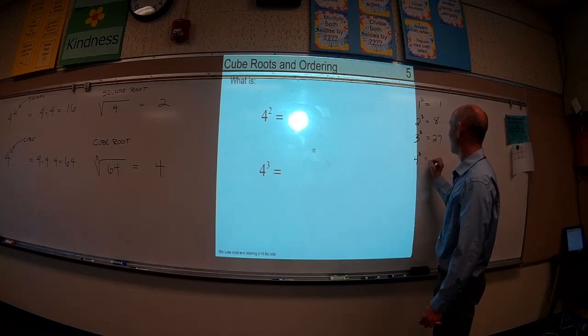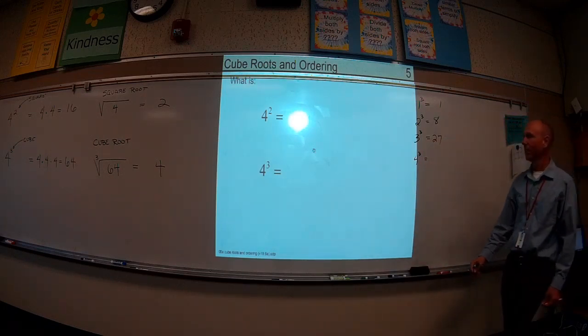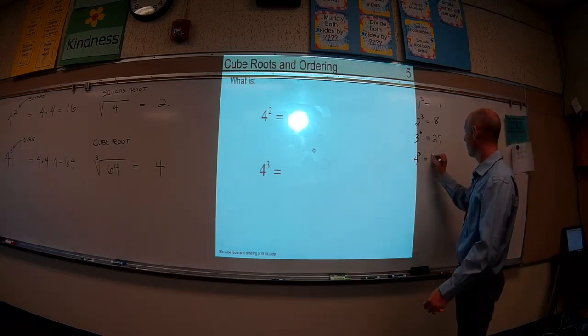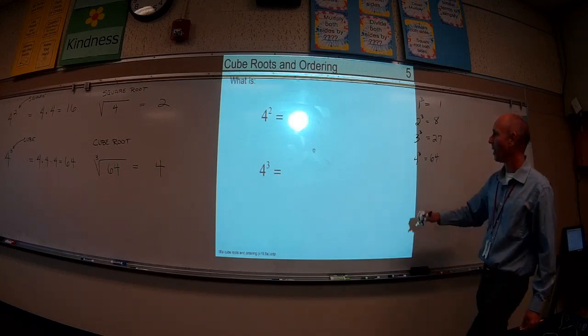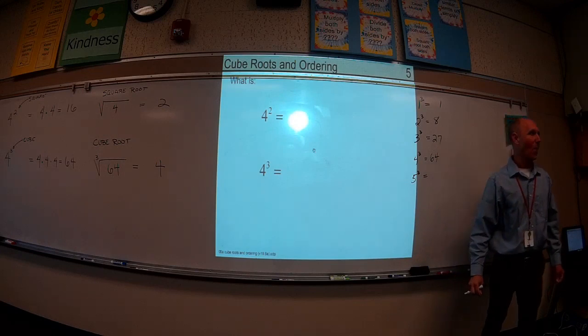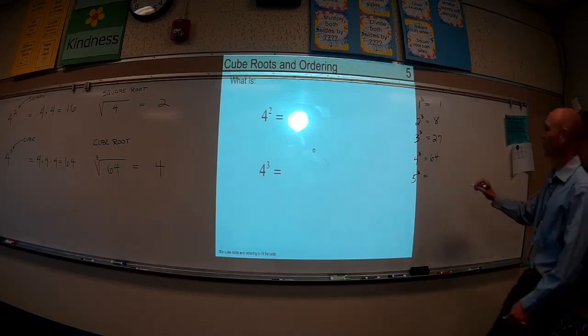4 cubed. Braden. 64. Yes. You're correct. 64. 5 cubed. 120. Are you just looking off the screen? Peter. 125.